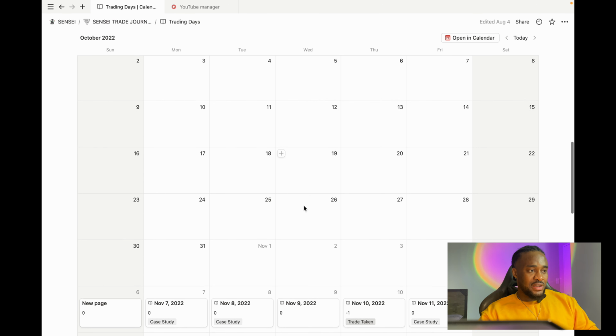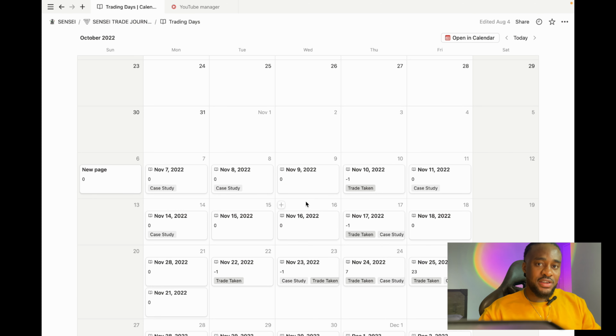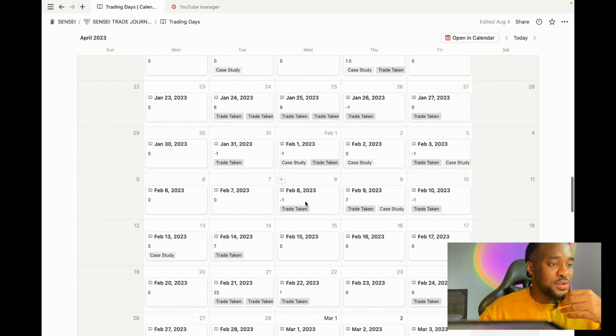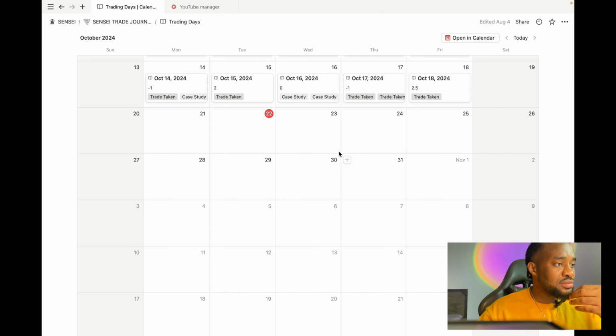Now from here, it's a calendar view. I prefer using a calendar view for my daily database. This is from 2022 all the way to 2024. Right, so you can see I took a loss on a Monday, I bagged 2R on a Tuesday, I didn't take a trade on Wednesday.